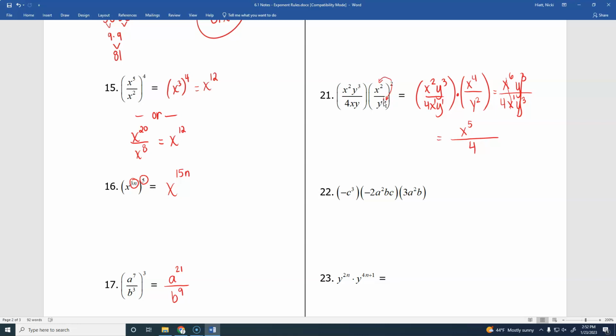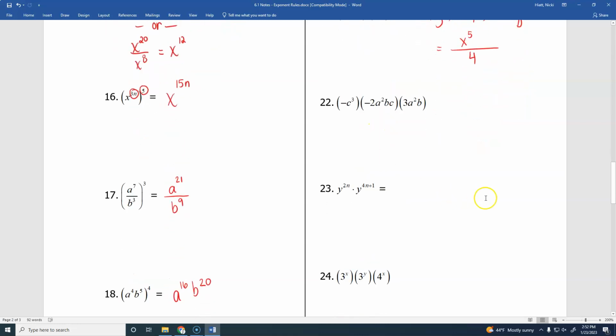Okay. Just got a few more to go before I give you guys your assignment to work on. I've got negative c to the third times negative 2a squared bc times 3a squared b. So I'm going to go through here. I'm going to make that b to the first power. I'm going to make this c to the first power. I'm going to make that b right there to the first power so I don't forget the exponents for those.